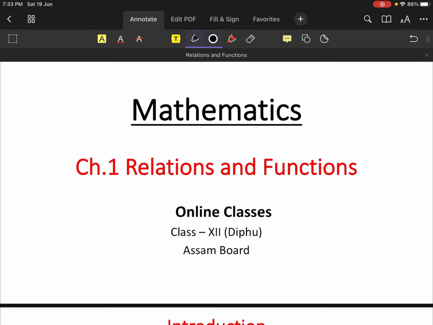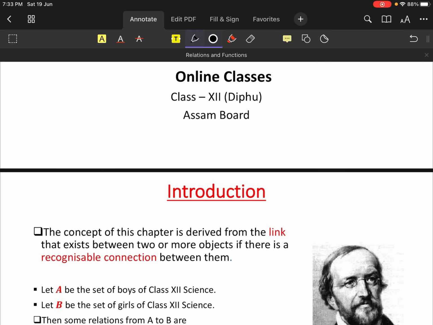So hello everyone, I'm going to start this first chapter of class 12, that is relation and function. Before starting this chapter, I just want to go through a certain portion of class 11 which we have studied, that is set. So what was a set? A set was a well-defined collection of objects.